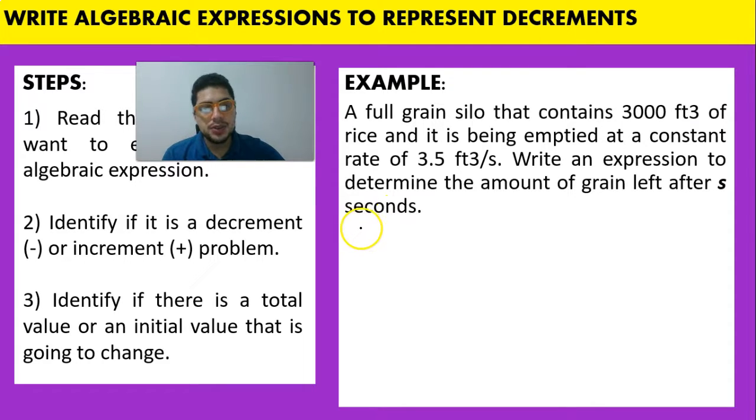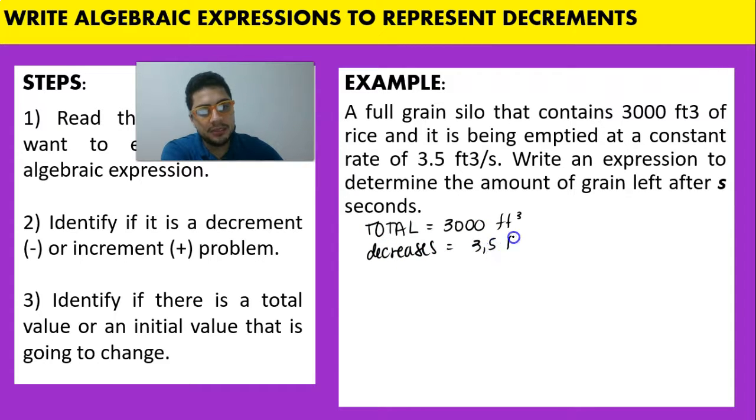Okay, guys. So the first thing you have to see is that you are going to identify the total or initial amount. The total or initial amount is going to be 3,000 cubic feet, right? And how much it is going to be decreasing. So it decreases 3.5 cubic feet per second. So this is going to be the quantity that is going to be affecting the decrease. So whenever you're going to express a decrement with an algebraic expression, you're going to express the total minus the amount that is being decreased, and it's generally going to be multiplied by the quantity. So in this case, it's going to be the seconds.